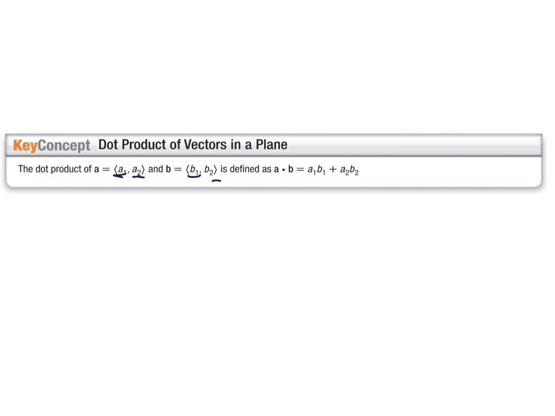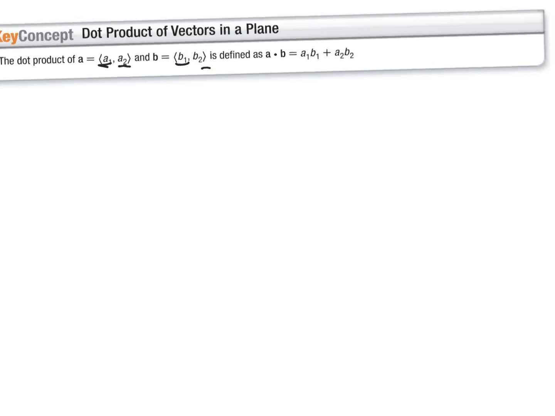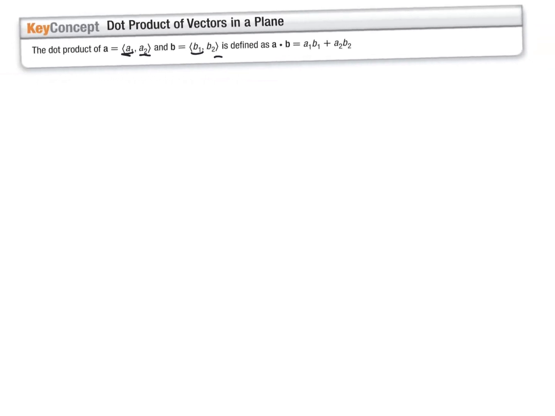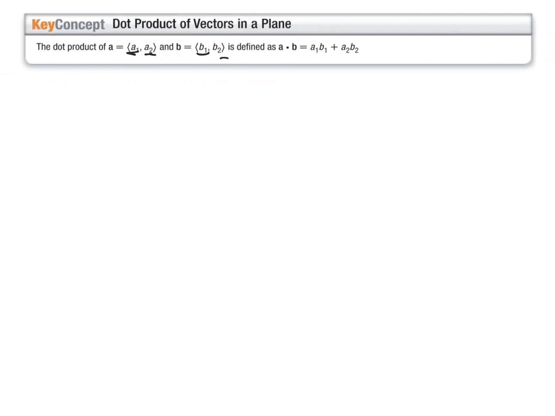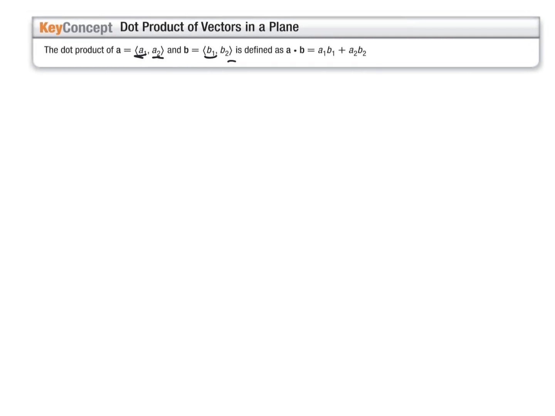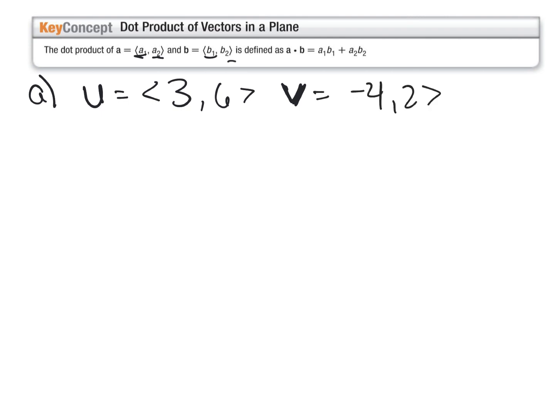Now, let's go ahead and just look at two examples. I actually had them in the next slide, but I'm going to do them right here so you guys have this right up top for you. So our first example, we'll call it A, says that vector U is 3, 6, and vector V is -4, 2. We want to know the dot product of U dot V.